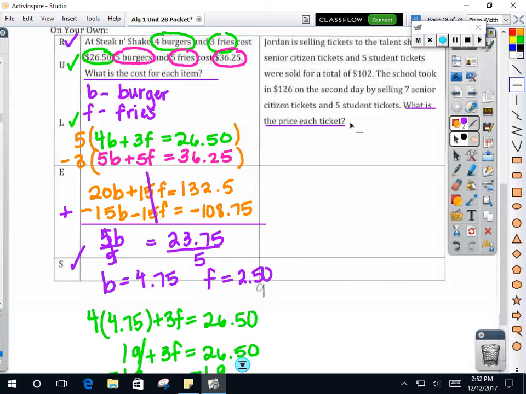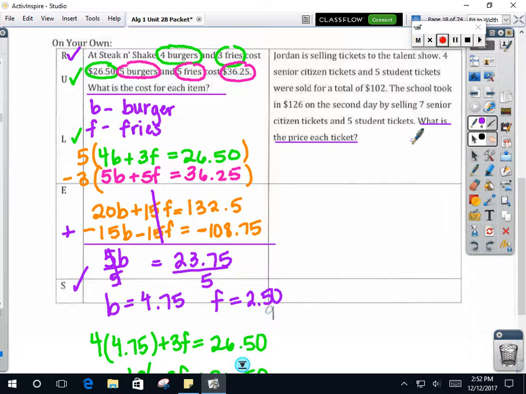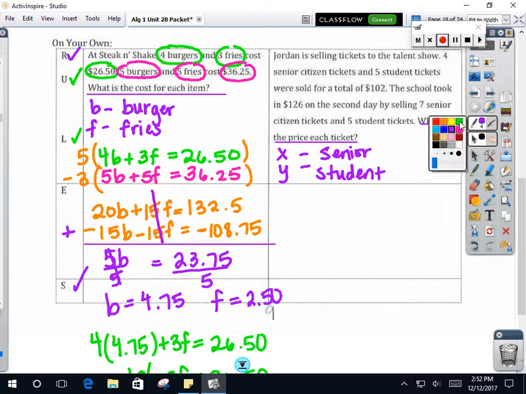Okay, so the price of each ticket, which tells us our unknowns are what? Right, senior tickets and student tickets are our unknowns. Now, obviously for this one, since one senior and one student, instead of trying to use different letters, we're going to go back to X and Y for this one. We could. Okay, now, so let's create the equation. This one says that 4 senior citizen tickets and 5 student tickets totaled up to 102. So what does that equation look like?